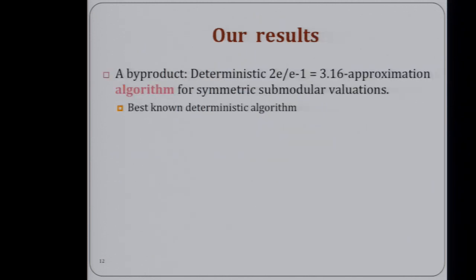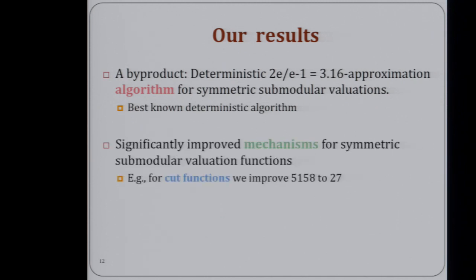Let me summarize our results. First of all, we start with an algorithmic result, which is a byproduct of the approach we took to designing mechanisms. We get a deterministic polynomial time approximation of 2e over e minus 1 for symmetric submodular valuations. To our knowledge, this is the best known deterministic mechanism. There is a better randomized mechanism known.